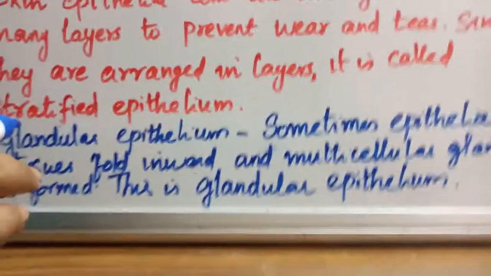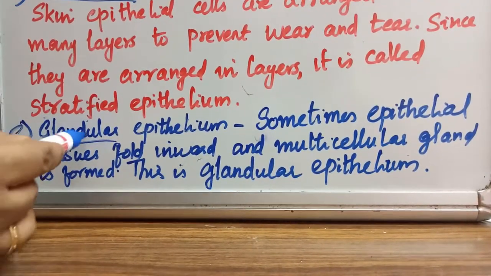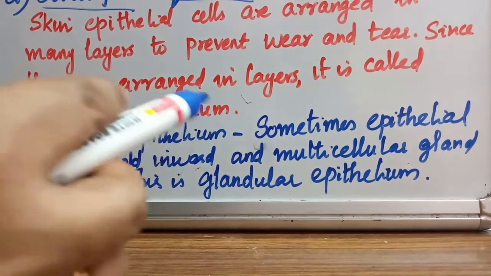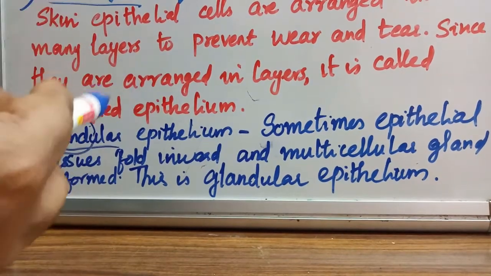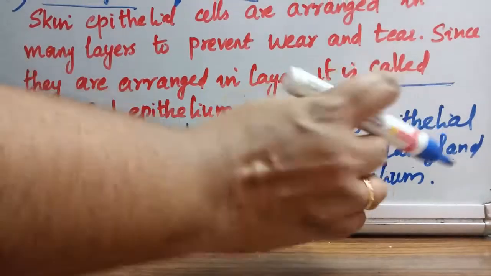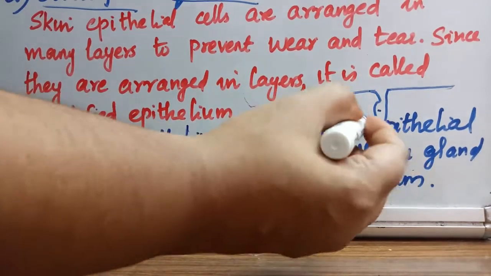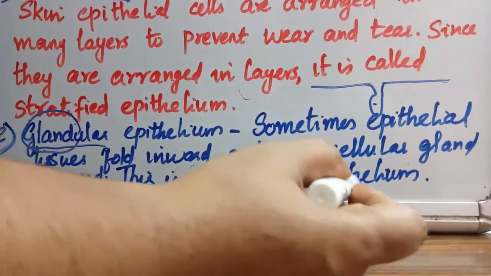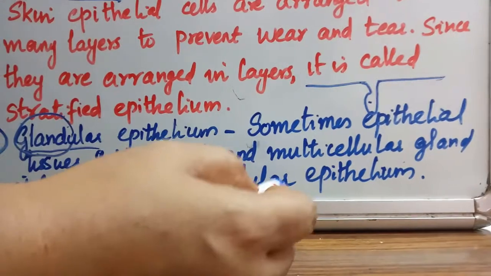Okay, so next one is glandular epithelium. Glandular epithelium, you can guess it. What is the meaning of gland? A gland is some sac-like structure which will secrete some hormones or something. That is known as the glandular epithelium. Sometimes epithelial tissues fold inwards. If this is one epithelial cell, sometimes it will fold inwards and form a gland. Sometimes epithelial cells fold inward and a multicellular gland is formed. This is known as the glandular epithelium.